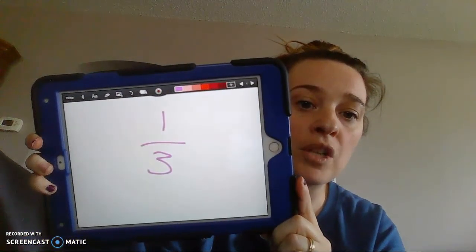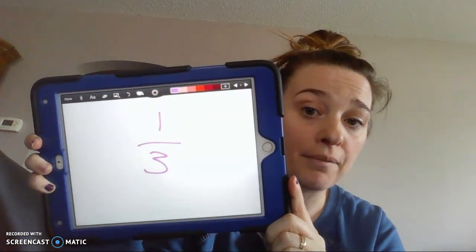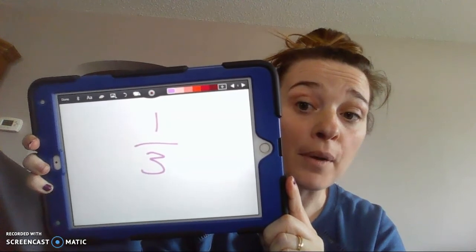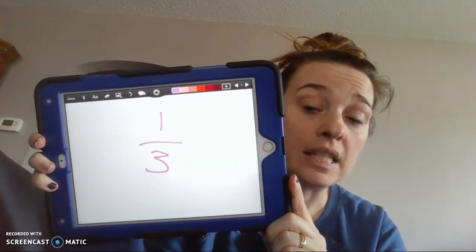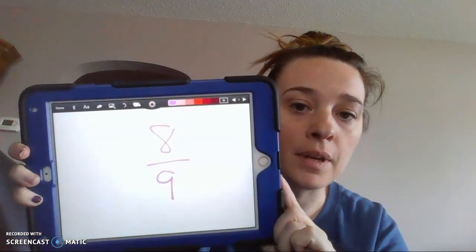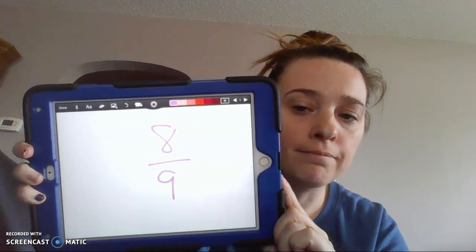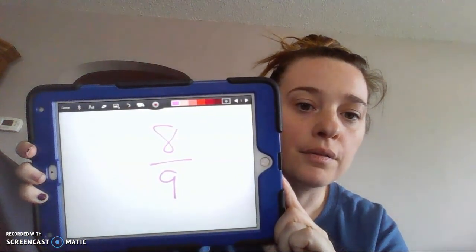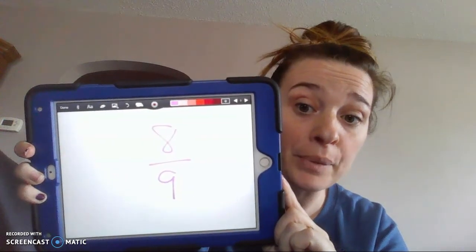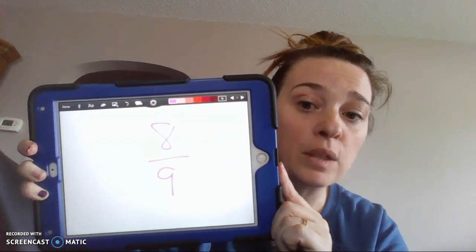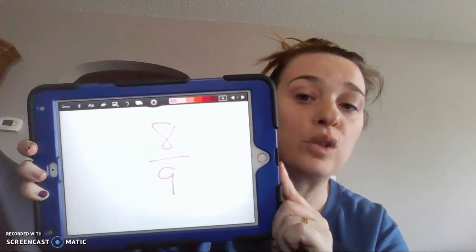Look at this one. Which number is my numerator? Right, 1. 1 part would be shaded. It's the number on the top. Look at this one. Which number is my numerator? Right, 8. 8 is my numerator. It's my number on the top. And it tells me how many parts we're talking about or how many parts are shaded.